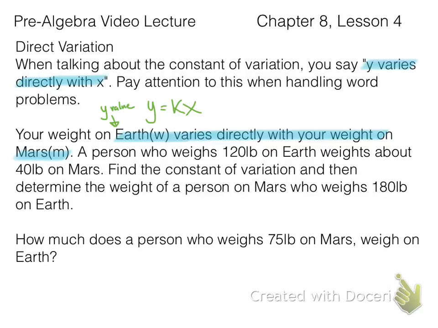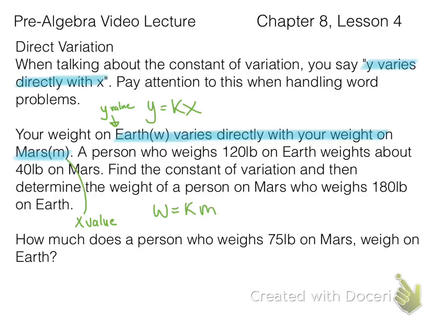Okay? So your weight on Earth, which we're going to represent with W, or y, varies directly with your weight on Mars. And when we say something varies directly with another thing, the first thing is your y value, the second thing is your x value. Okay, so y is now W, and M is now x. All right, so a person who weighs 120 pounds on Earth weighs about 40 pounds on Mars. We're going to first find the constant of variation and then determine the weight of a person on Mars who weighs 180 pounds on Earth. All right, so again, that's the x value and that's the y value.